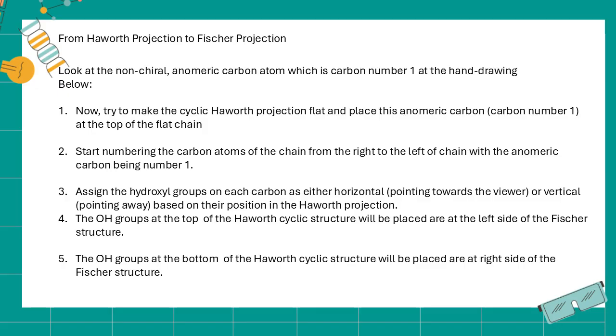Assign the hydroxyl groups on each carbon as either horizontal, pointing towards the viewer, or vertical, pointing away, based on their position in the Haworth projection. The OH groups at the top of the Haworth cyclic structure will be placed at the left side of the Fisher structure. The OH groups at the bottom of the Haworth cyclic structure will be placed at the right side of the Fisher structure.